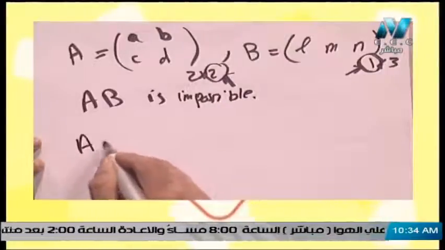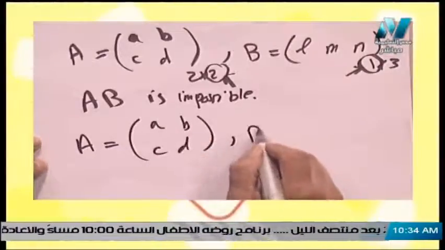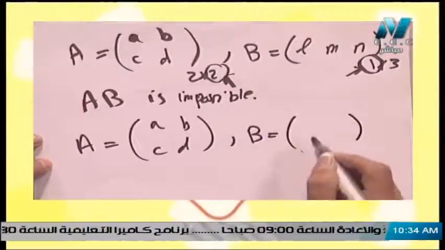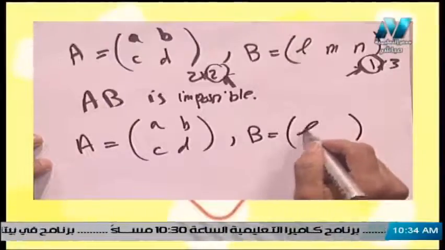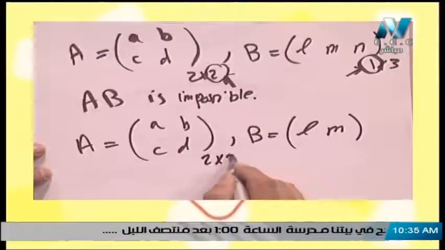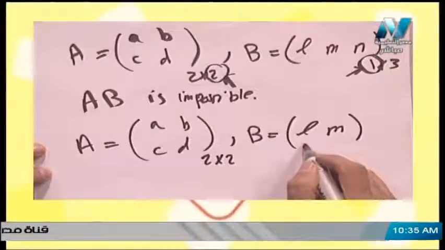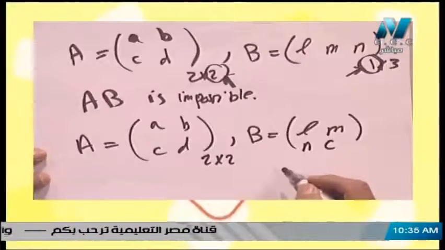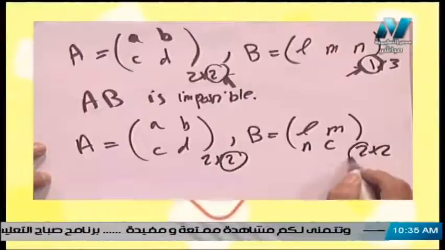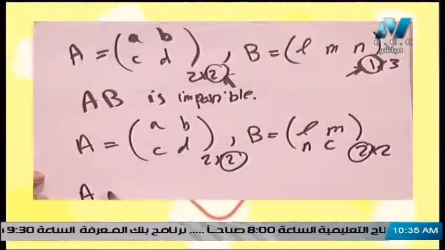But if we have another matrix A equals A, B, C, D, and B equals only 2 rows like that, L and M, and N and C, so this matrix is of order 2 by 2, and this one is 2 by 2 also. The number of columns here equals the number of rows, so it is possible to multiply A by B.